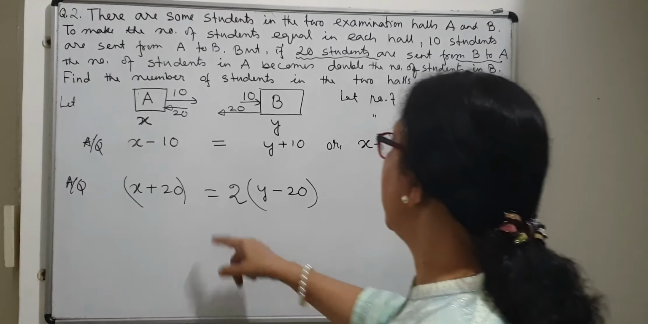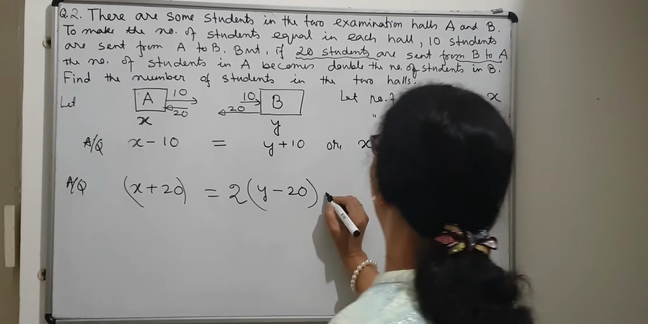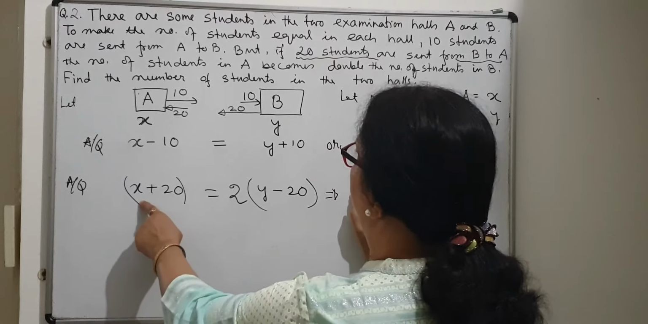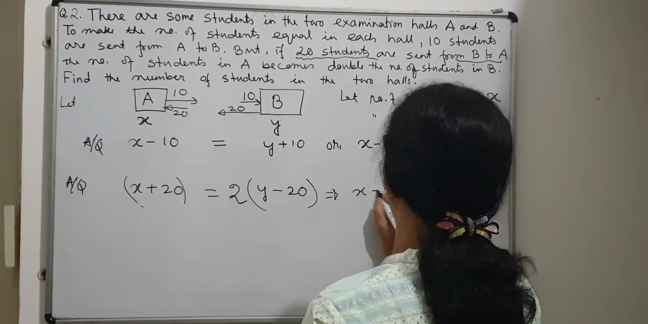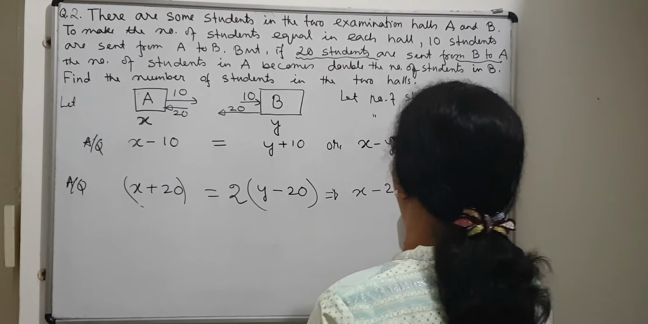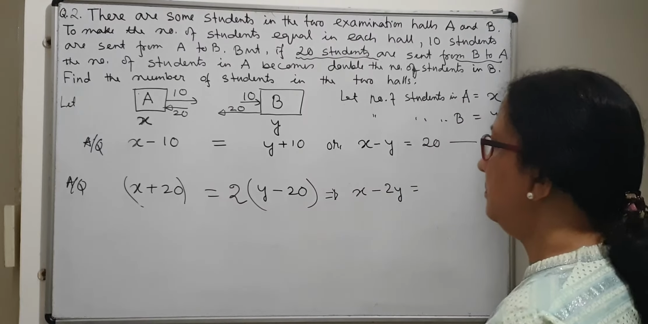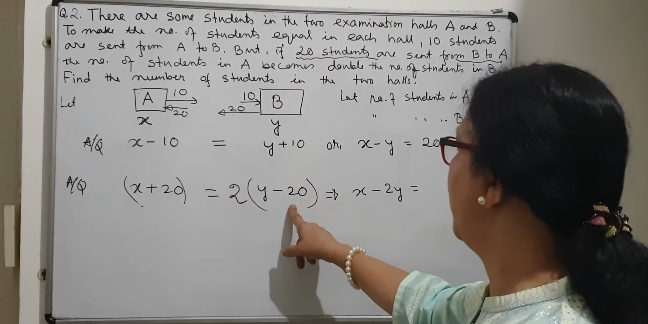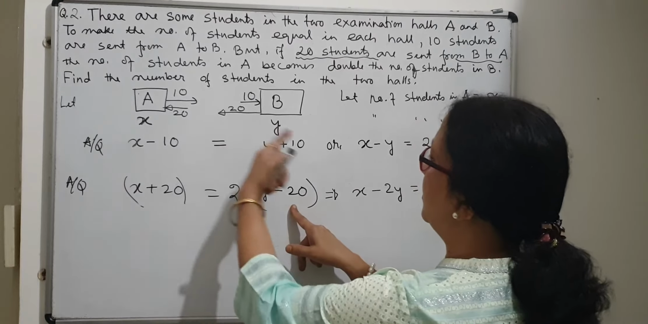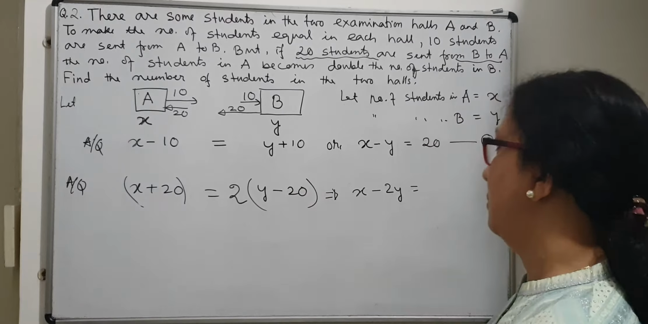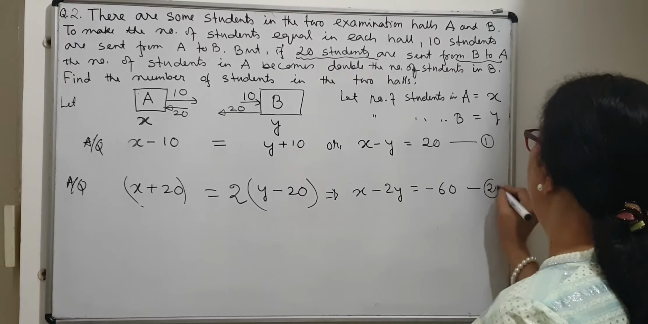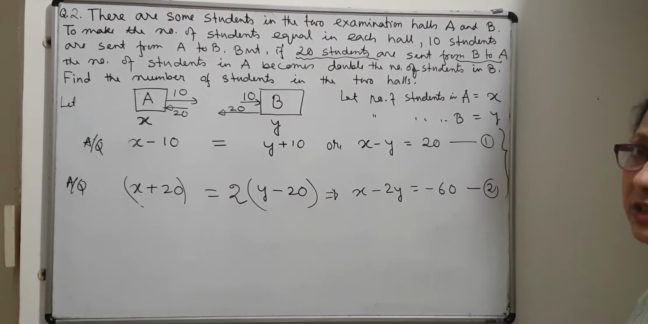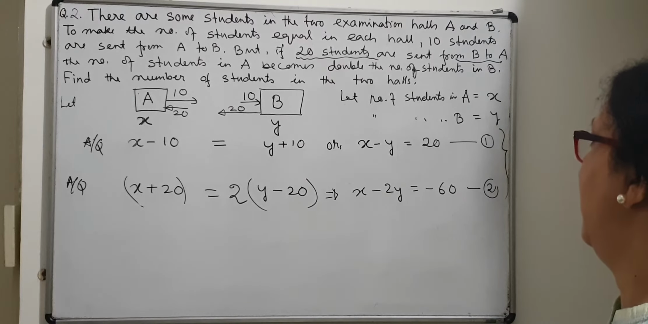From this I will get another equation. 2y will go to that side and become minus 2y, and 2 into 20 is 40, and this 20 will come to this side and become minus 20, so it will be minus 60 if I simplify. So I will get this pair of linear equations, which is very easy to solve.